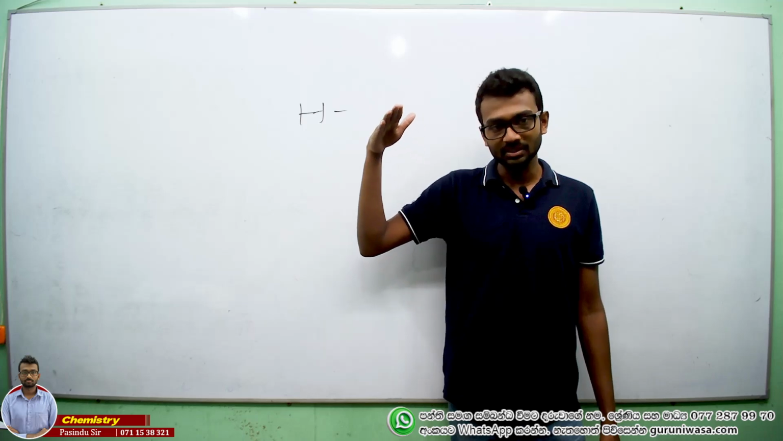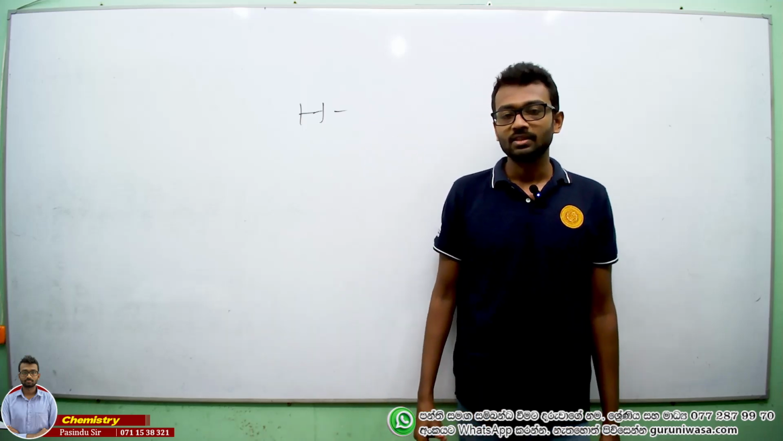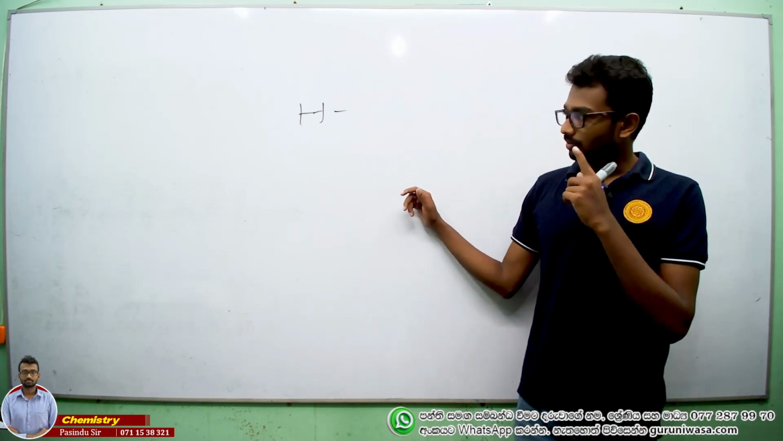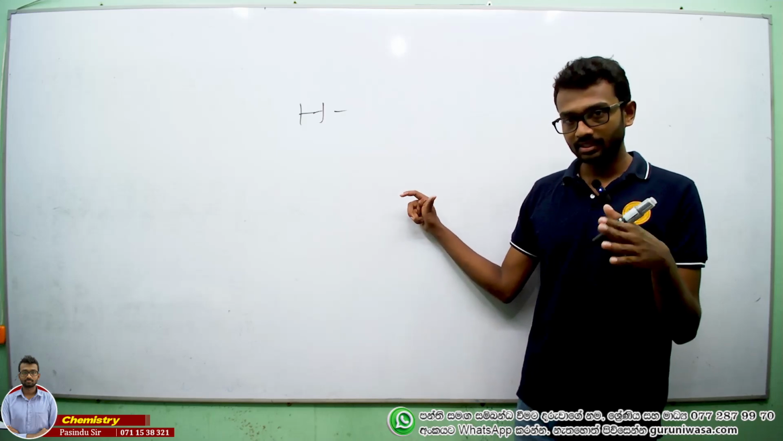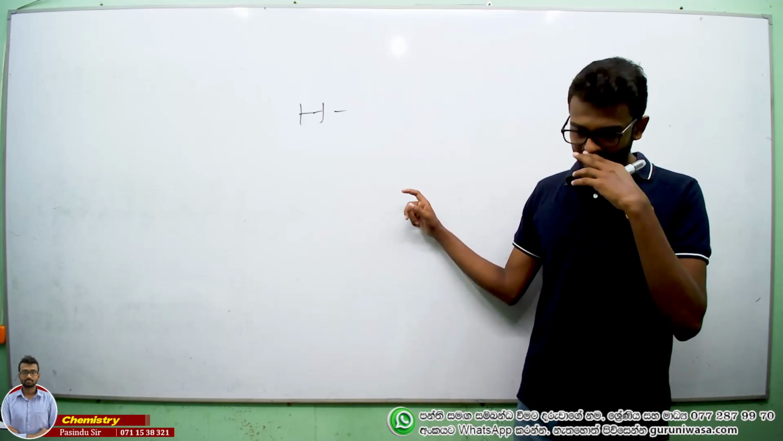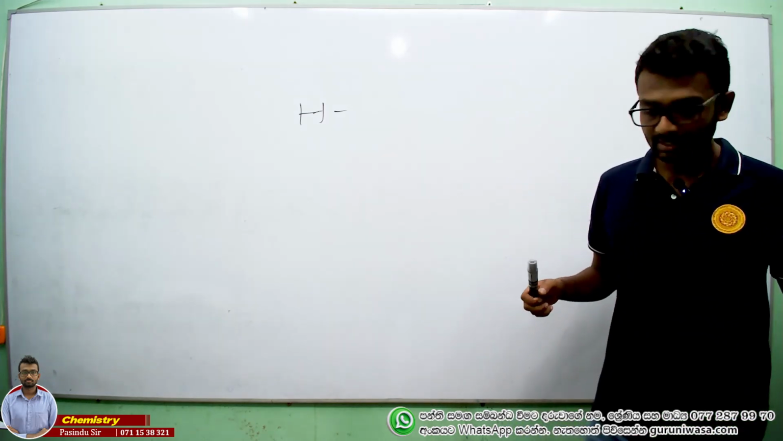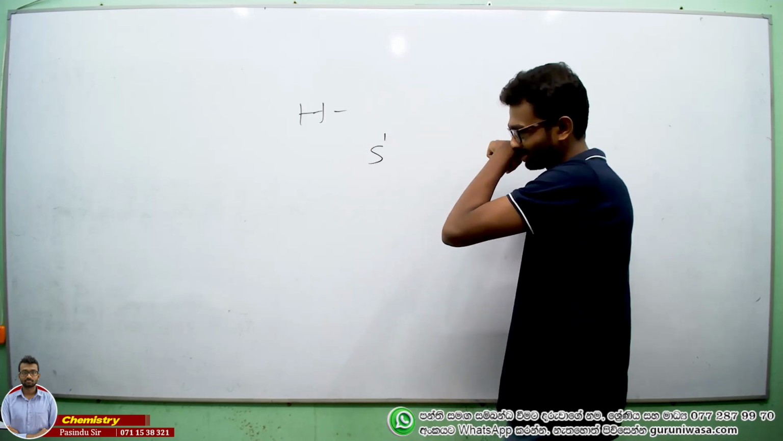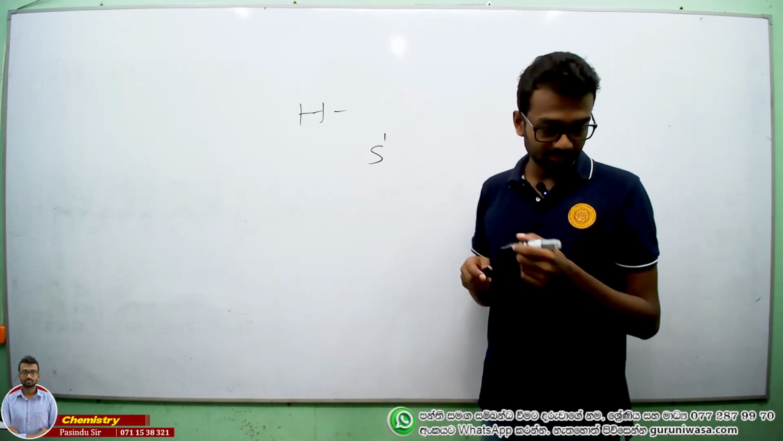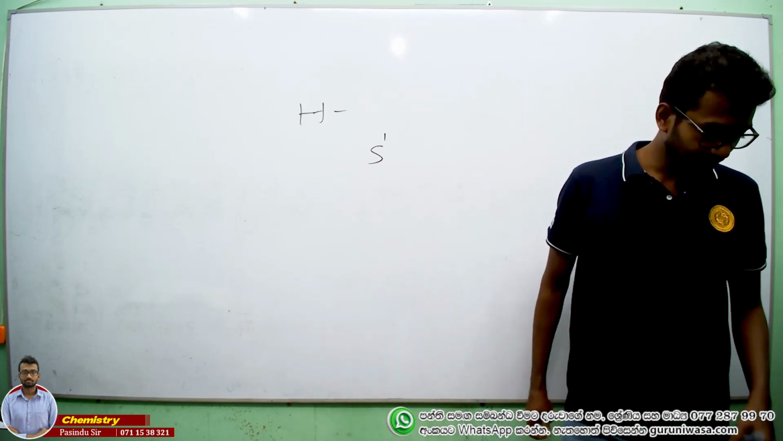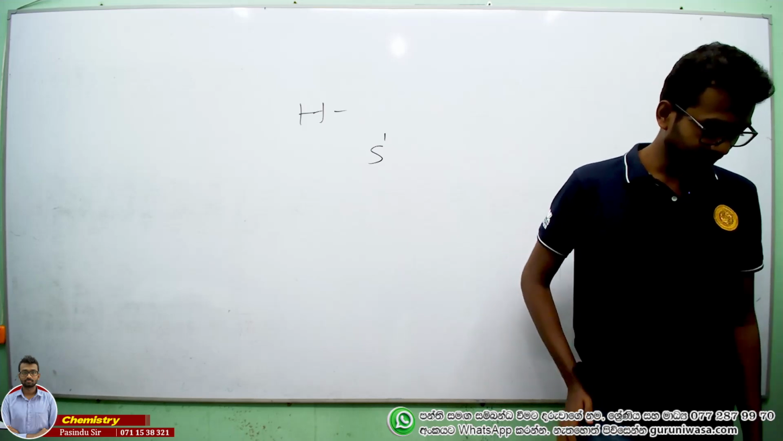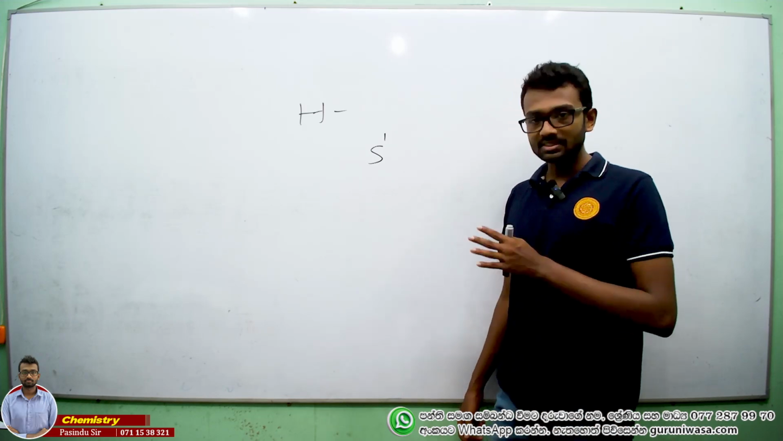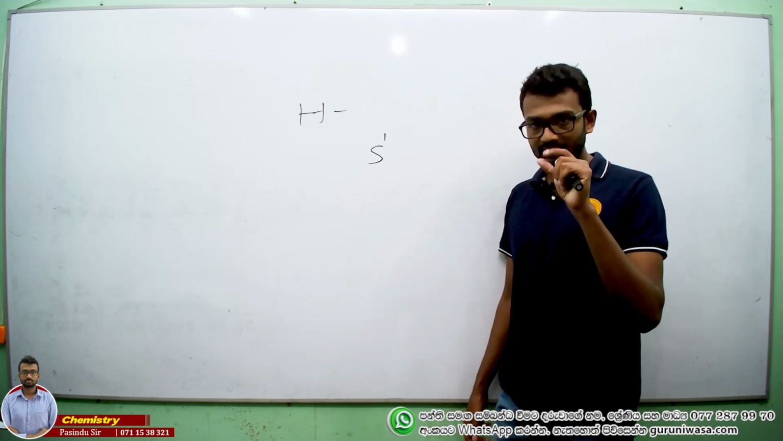Rather than talking about other elements, what is the electron configuration of this one? The electron configuration is s1, right? 1s1, 2s1, 4s1, 5s1, likewise. So s1 is the electron configuration.